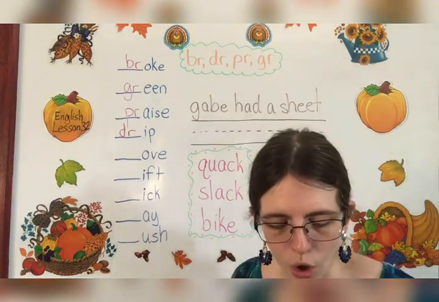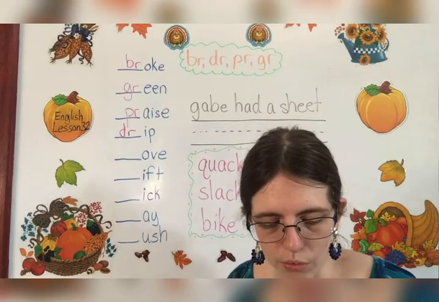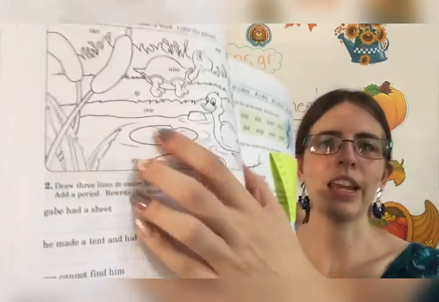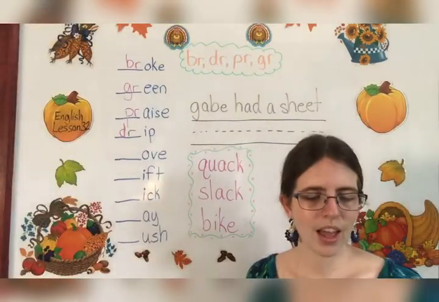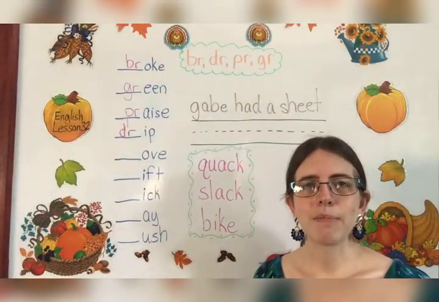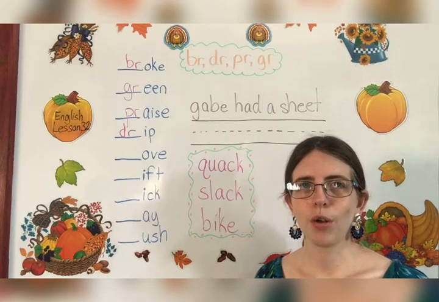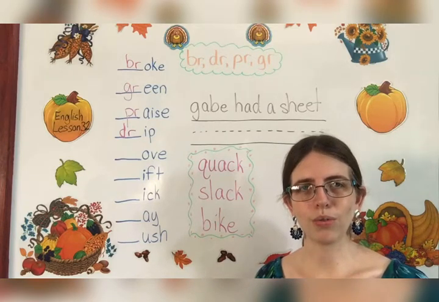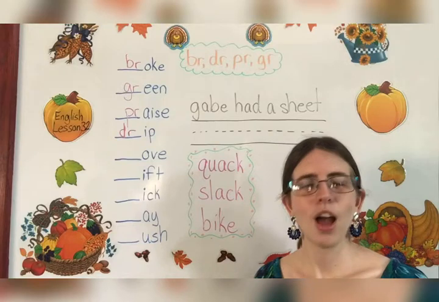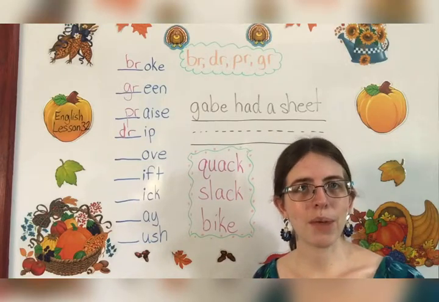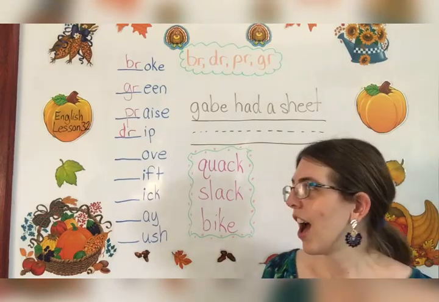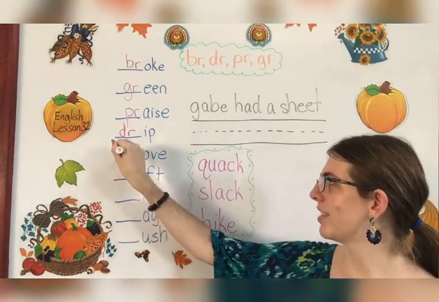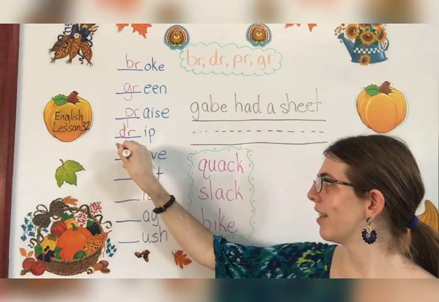Okay, next is ove. It's right here below ip. Ove. Okay, would that be brove, drove, prove, or grove? Well, again, there's two words you can make. You can do drove or grove. I'm going to say grove. That's like a group of árboles. That would be a grove.